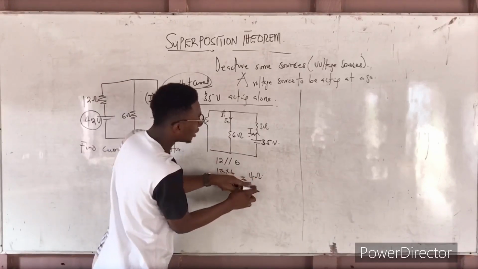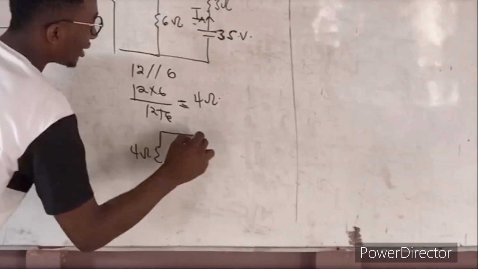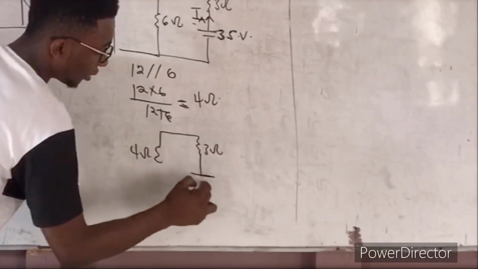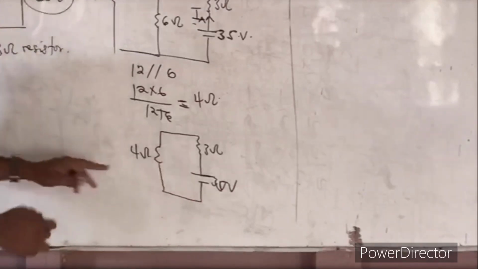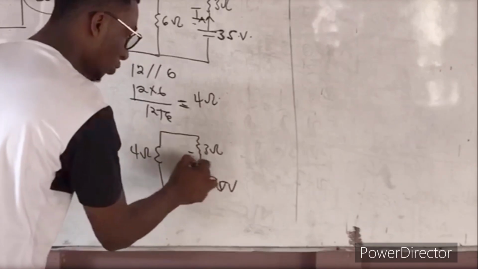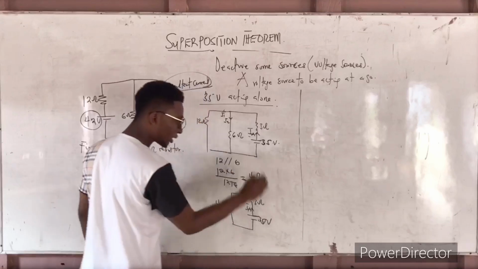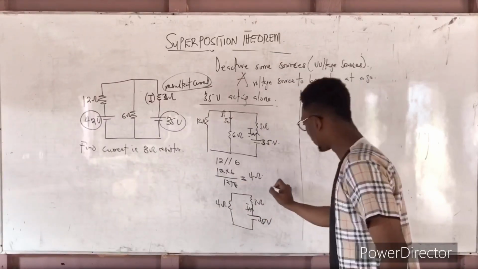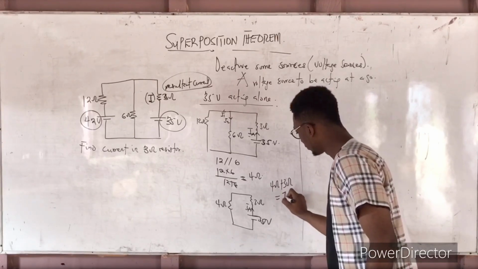If it's giving 4 ohms, then this 4 ohm resistor will now act in series with this 3 ohm resistor, with the 35 volts. The current that passes through the 3 ohm resistor is I. If it is acting in series, then the total effective resistance now becomes 4 ohm plus 3 ohm, which is equal to 7 ohm.